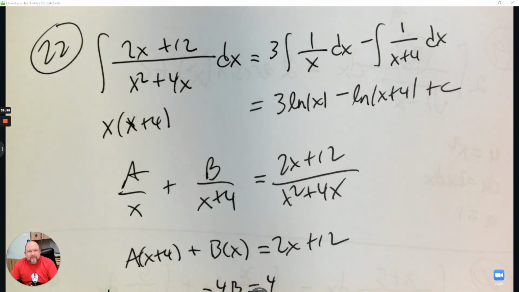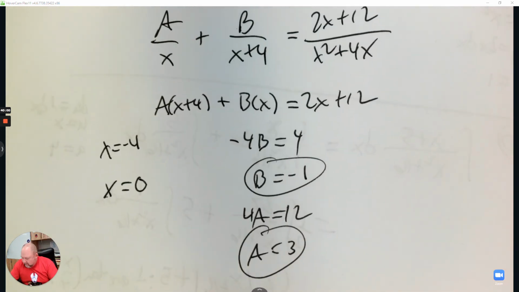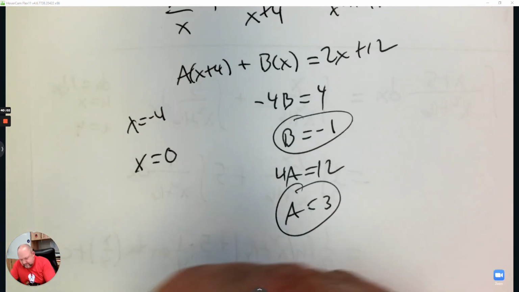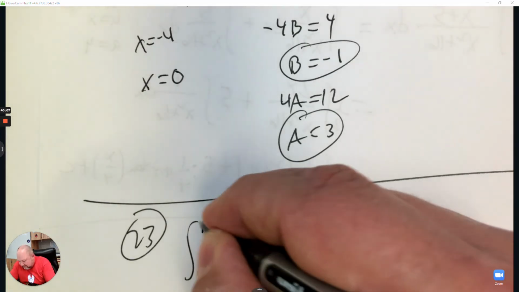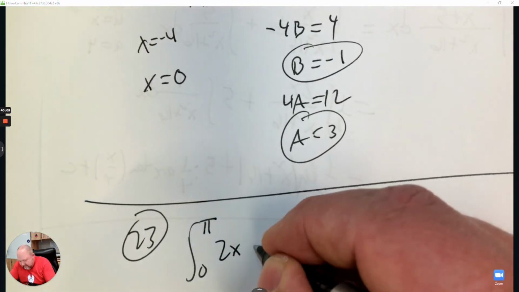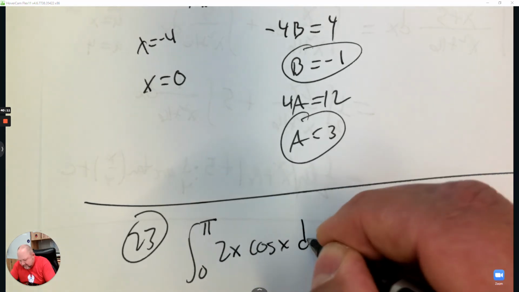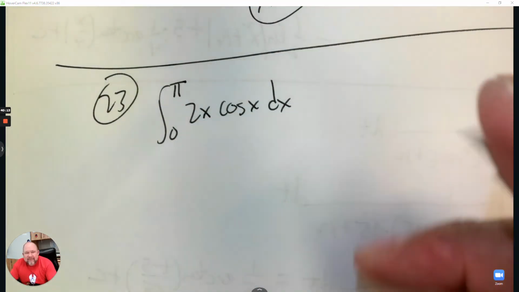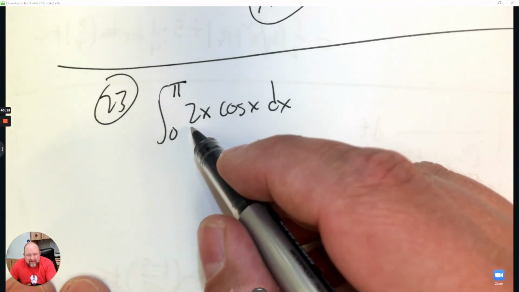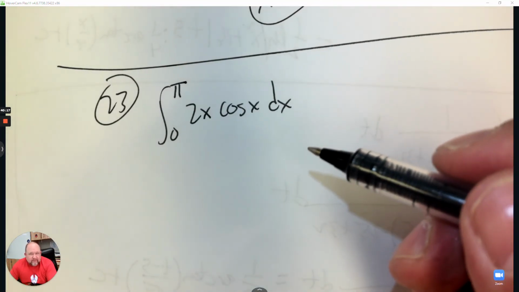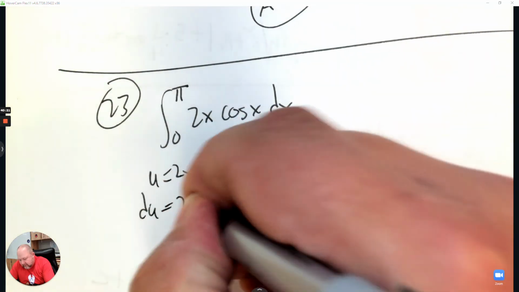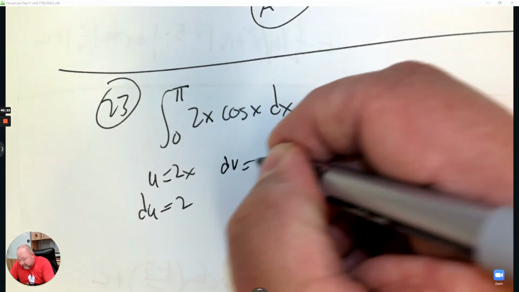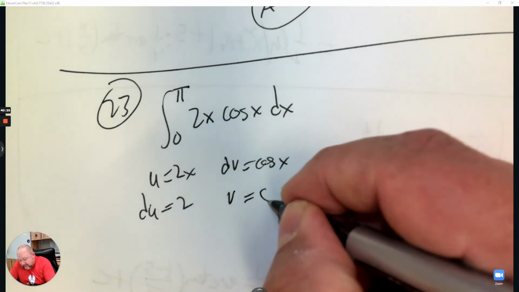23. We got to the end of this page. Less than an hour. Hey, this is a little different because it's a definite integral, but we can do that at the end. We're going to integrate this by, well, what do you think? Press pause, think about it. It's going to be by parts. So u is 2x, du is 2, dv is cosine x, so v, the integration of that, is sine x.